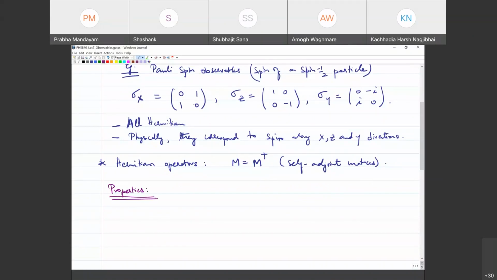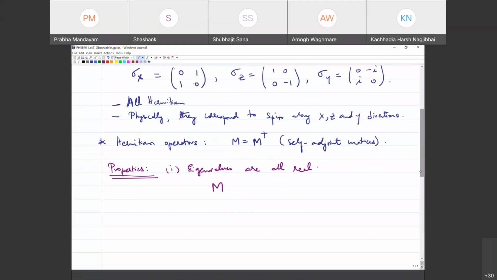So the first thing is, of course, their eigenvalues are all real, right? So what is an eigenvalue equation? So let me now write down an eigenvalue equation for some Hermitian operator M, right? So any vector or any state which is left invariant by the action of the operator up to an overall phase or an overall scalar is an eigenvector, right? So this is what we call an eigenvalue equation.